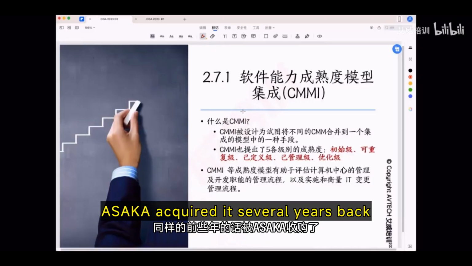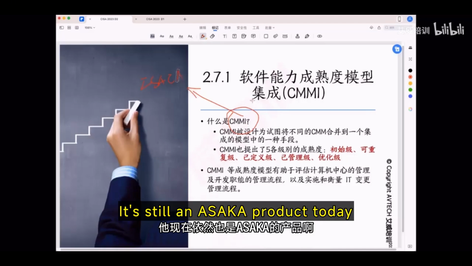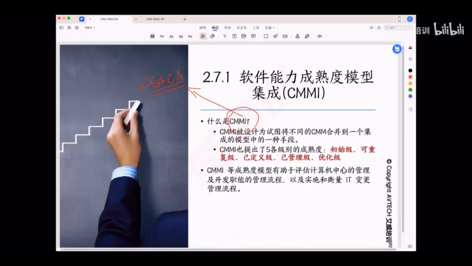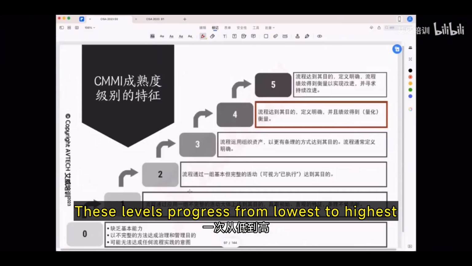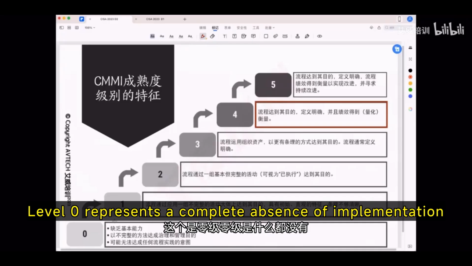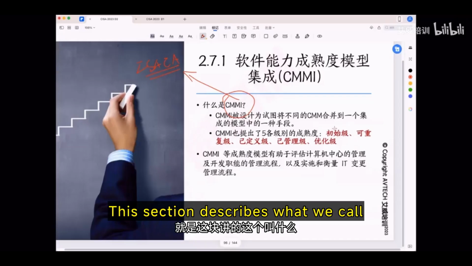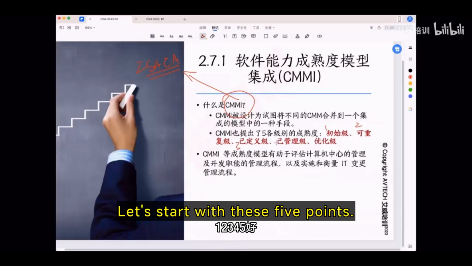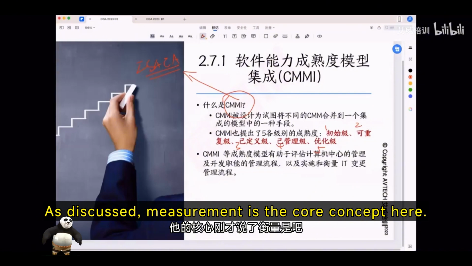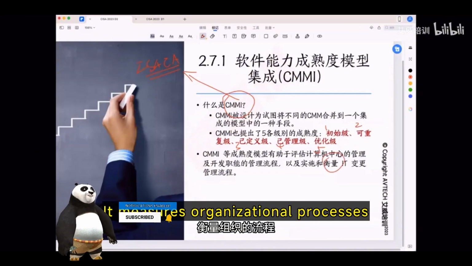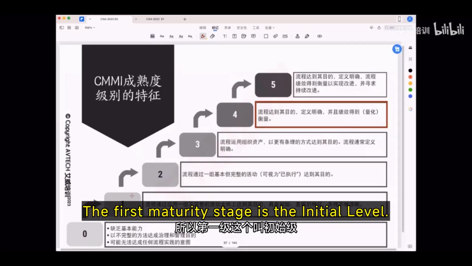Speaking of CMMI, ISACA acquired it several years back, and it's still an ISACA product today. The Wormhole Model consists of 5 levels. These levels progress from lowest to highest. Let me show you a diagram. Level 0 represents a complete absence of implementation. Moving on to level 1, let's start with these 5 points. As discussed, measurement is the core concept here. It measures organizational processes and resource efficiency. The first maturity stage is the initial level.